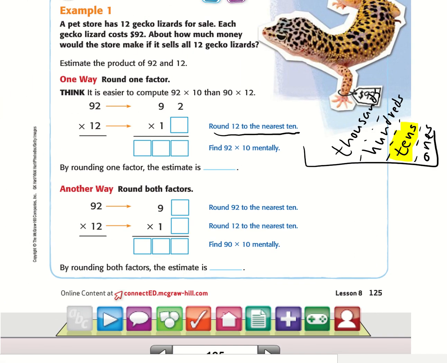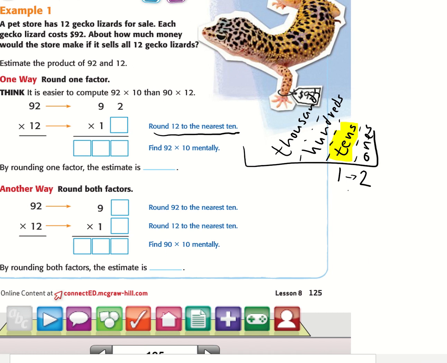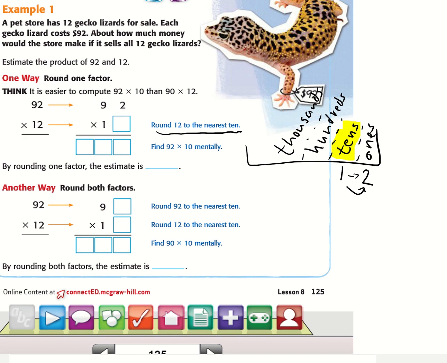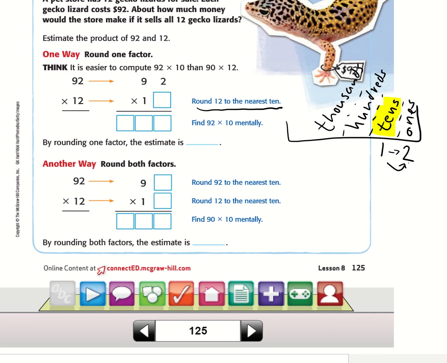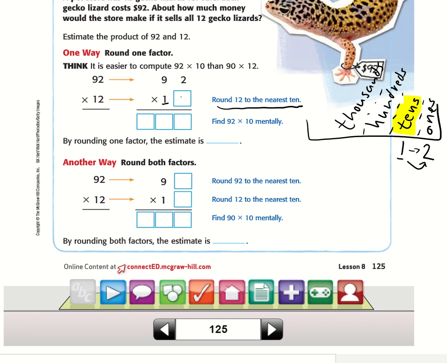So when we look at the number 12, the tens digit is the 1, and then everything behind it is going to turn to a 0. And this number in the tens place is either going to remain the same if the number next to it is 4 or below, or go up if it's 5 and above. So the number 2 is 4 and below, so my 1 is going to remain the same, and this is going to change to a 10.